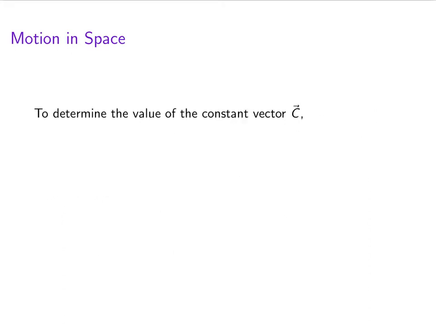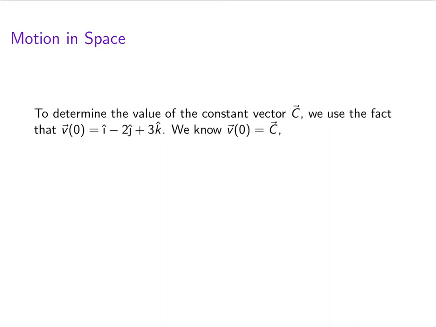Now let's try to figure out the value of the constant vector c. We're going to use the fact that we know the initial velocity, and we also know that v of 0 is equal to c. If you go back to the expression that we came up with for the velocity function, if you plug in 0, you'll just get c. Most of everything else will disappear. So that tells us that our arbitrary constant c is the vector i minus 2j plus 3k.